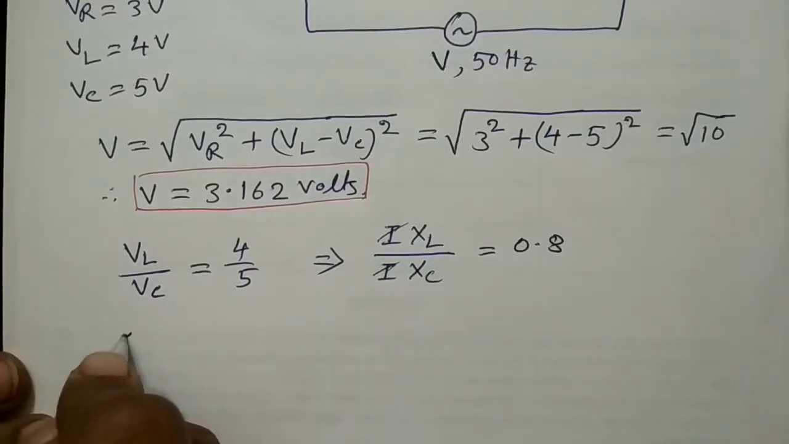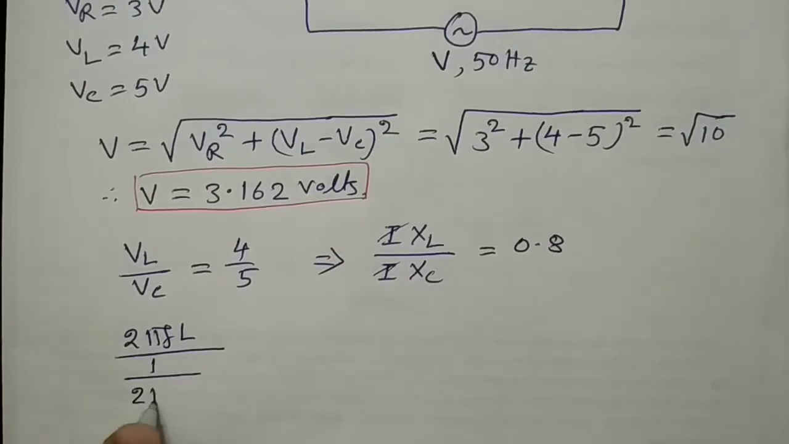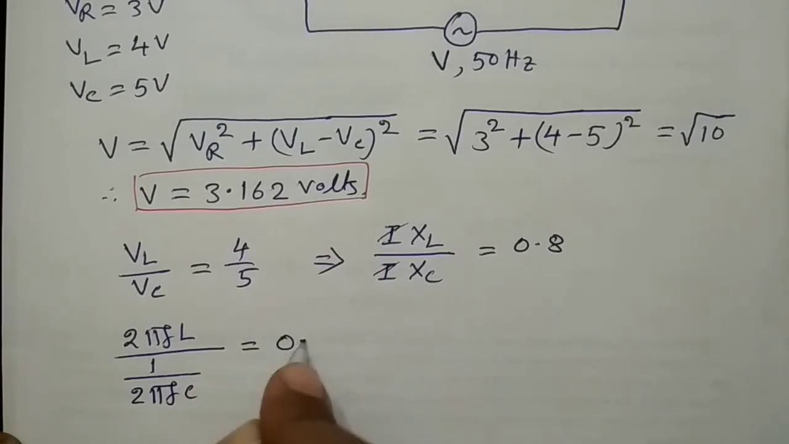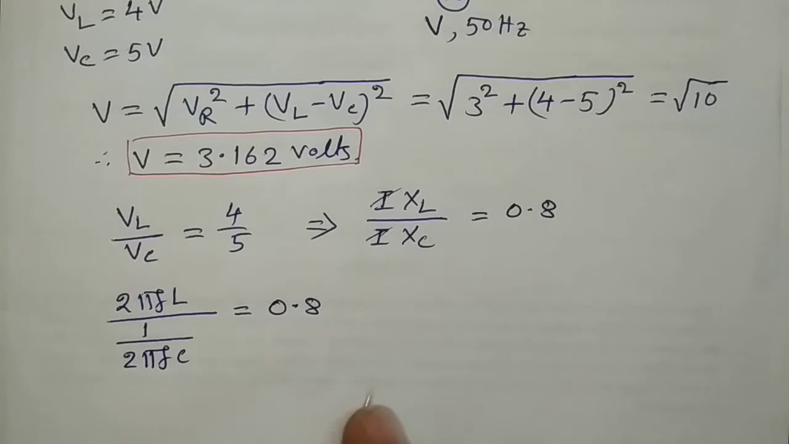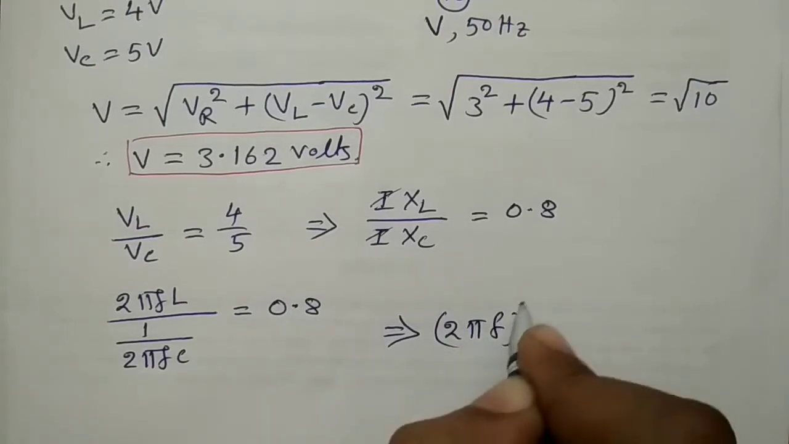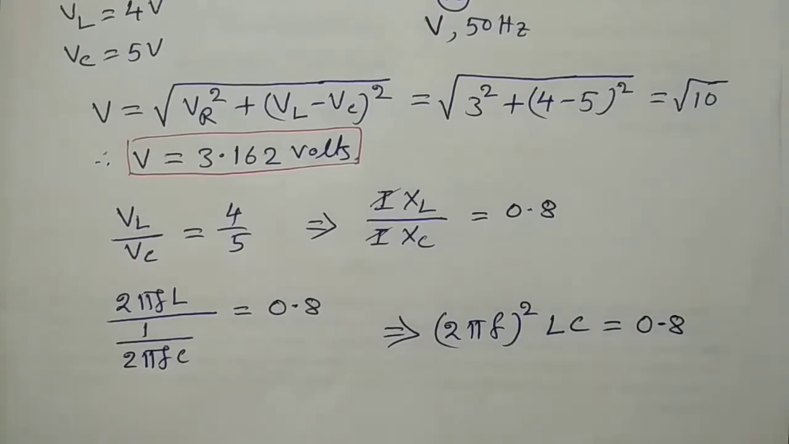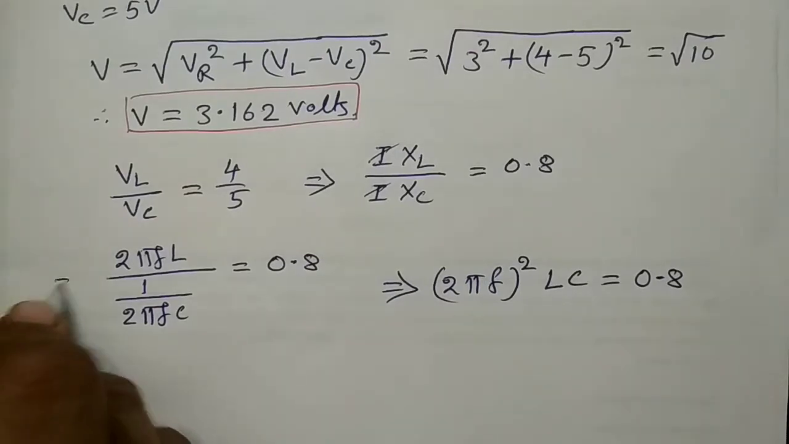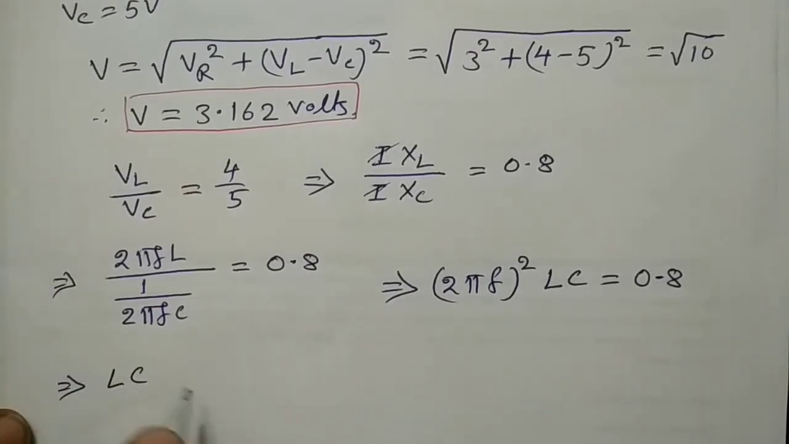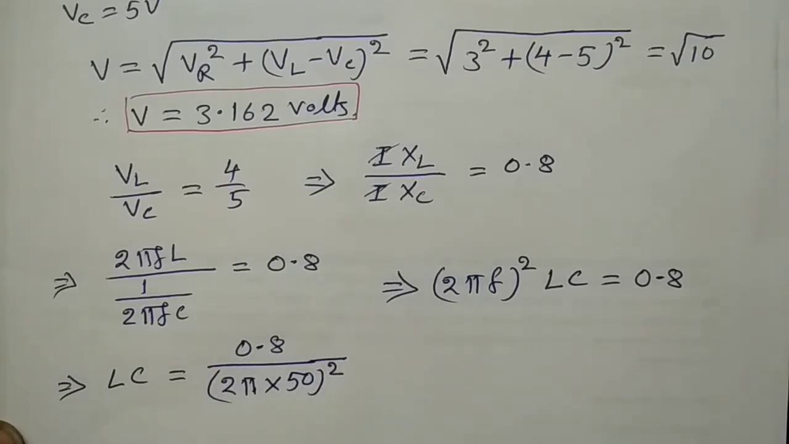So now XL can be written as 2 pi FL and XC is 1 upon 2 pi FC. This is equal to 0.8. So 2 pi F square into LC is equal to 0.8. Or we can write LC is equal to 0.8 upon 2 pi into F square, where the value of F is given here, 50 Hz. So we put the value of frequency 50.